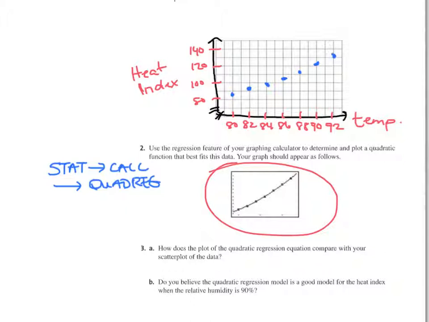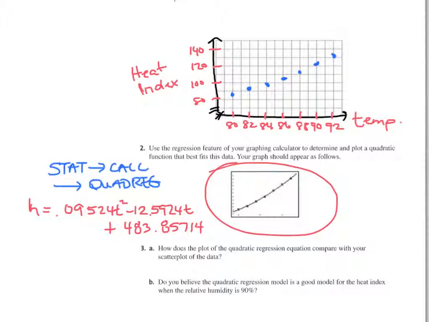I'm going to call it H, or H of t, for the heat index. My regression comes out to be H(t) = 0.09524 t squared minus 12.5924 t plus 483.85714.